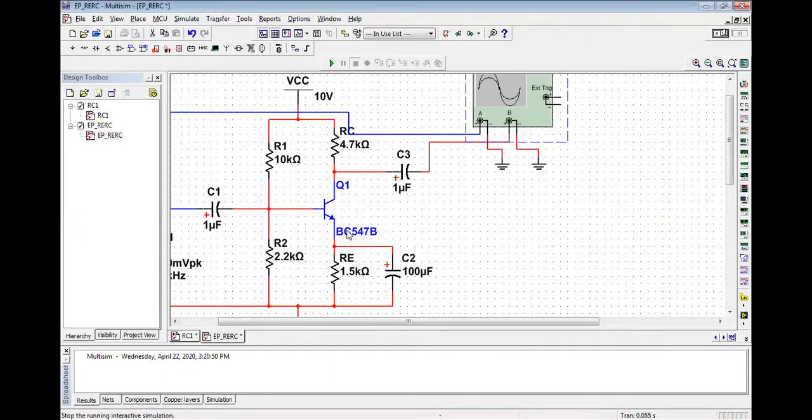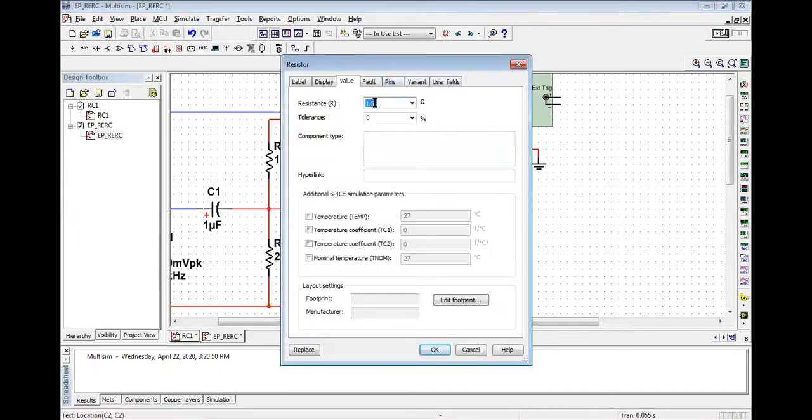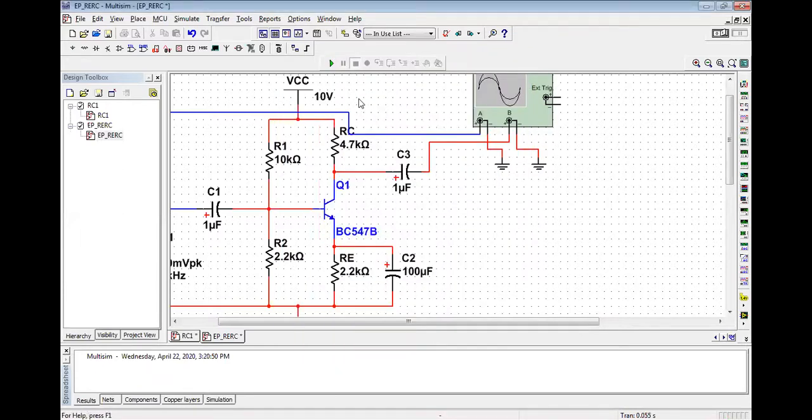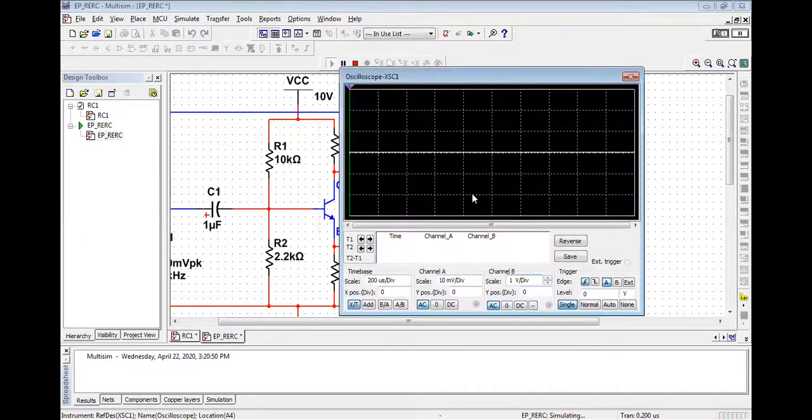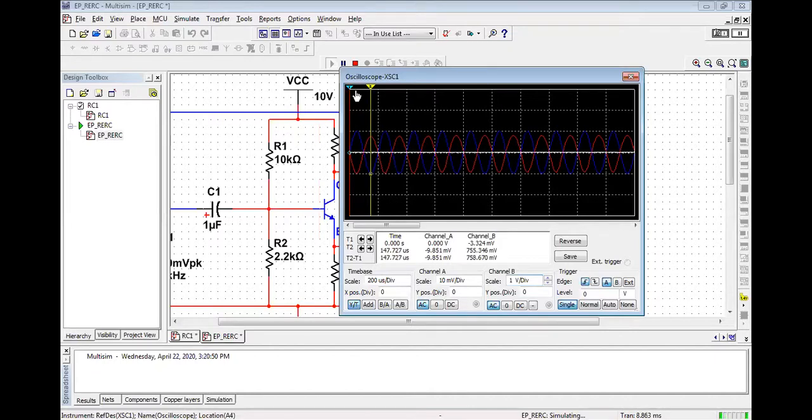Now I'm going to change the value of RE, increasing it from 1.5 to 2.2. Now you can see the effect of RE. So these are the outputs. You can see this is the T2, and note down the value of T2 minus T1. It is 1.72. I repeat, note down the value of T2 minus T1, that is the V out of your common emitter amplifier right now.